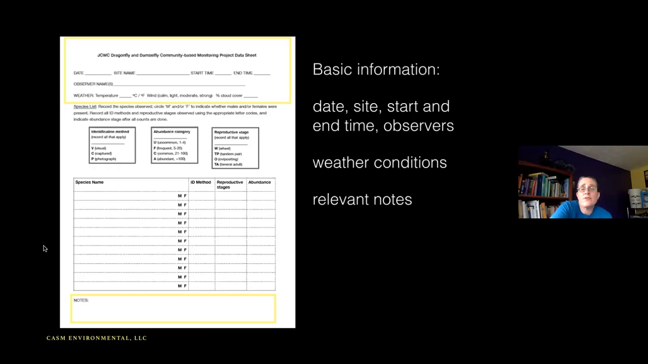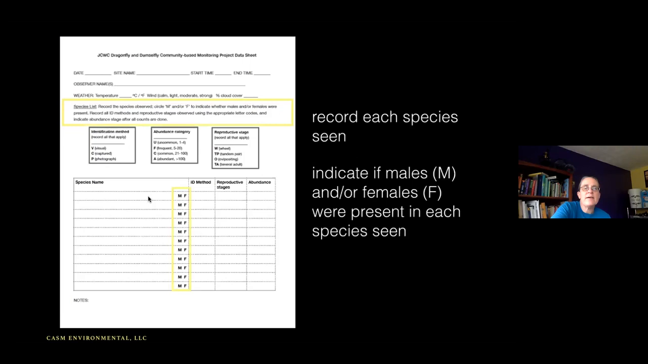And then as you do your survey, there's a space for you to record the name of each species that you saw. So Pacific forktail, tule bluet, variegated meadowhawk. Common name is fine. Abbreviations are fine as long as you know what you're talking about. And then for each species, circle if you saw only males, only females, circle both if you saw both. If you're not sure, unknown is one of the options.